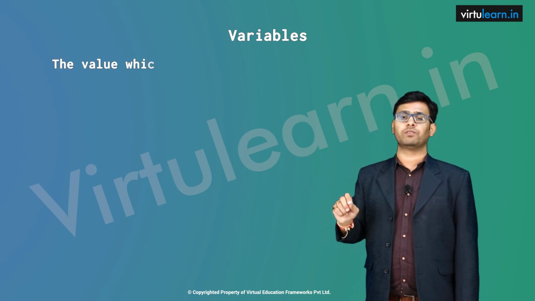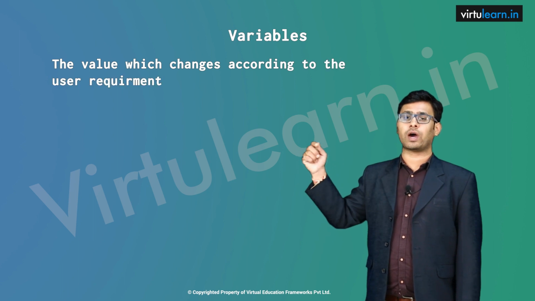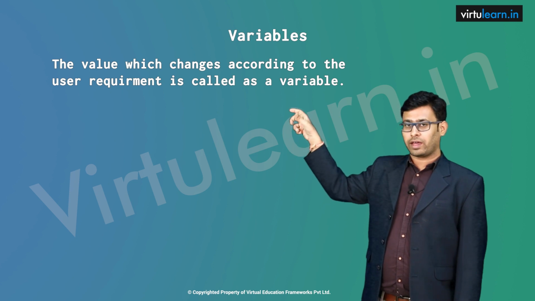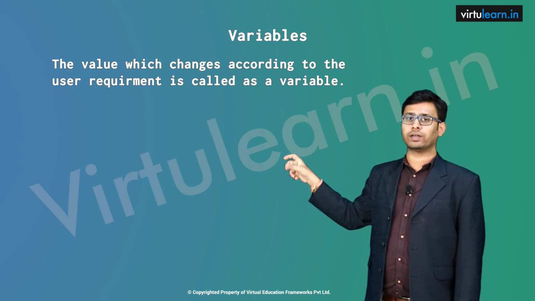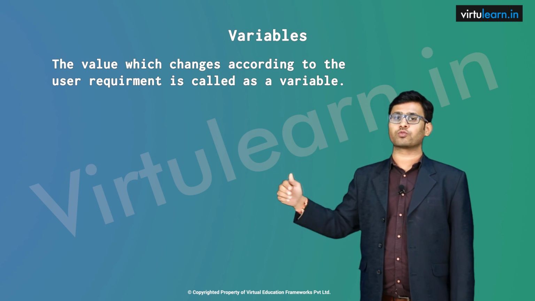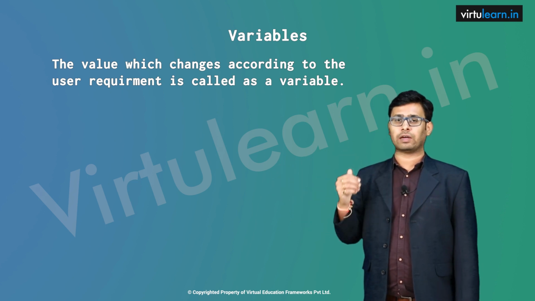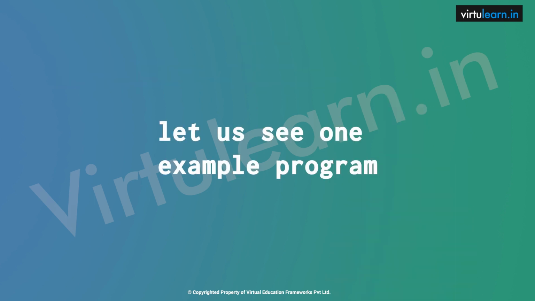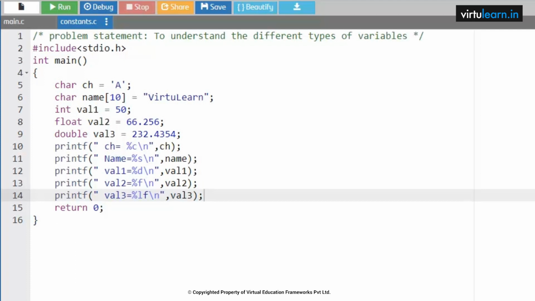The value which changes according to the user requirement is called a variable. Now, except const, whatever you write and whatever you try to change, those values are easily changed. That we can see practically. Let us see one example program for variables. The problem statement here is to understand the different types of variables. We all know the definition of a variable, the value which changes according to the user requirement. We call it a variable.